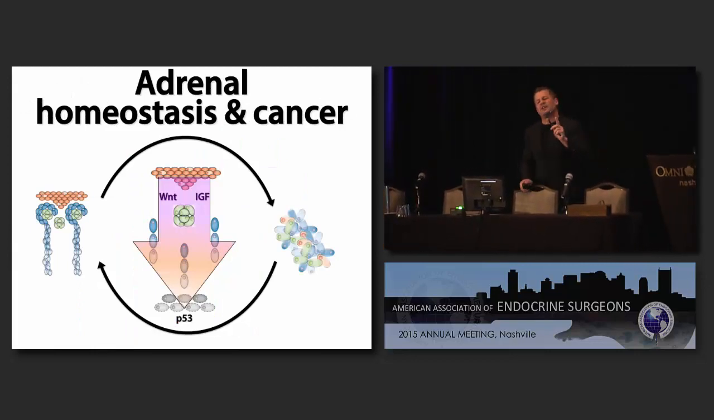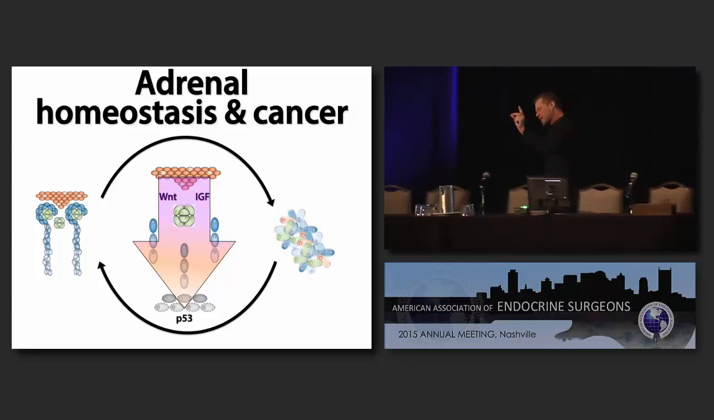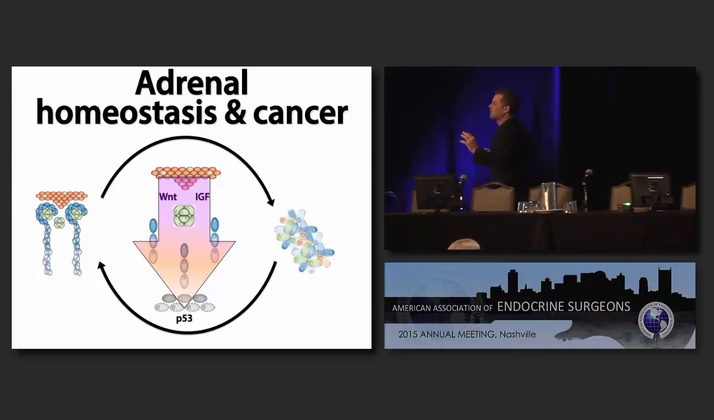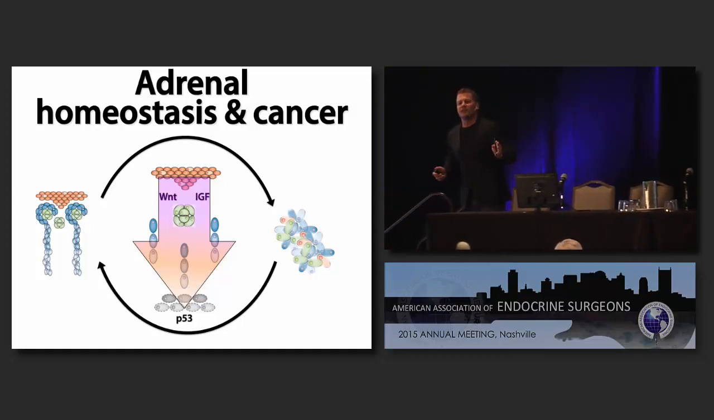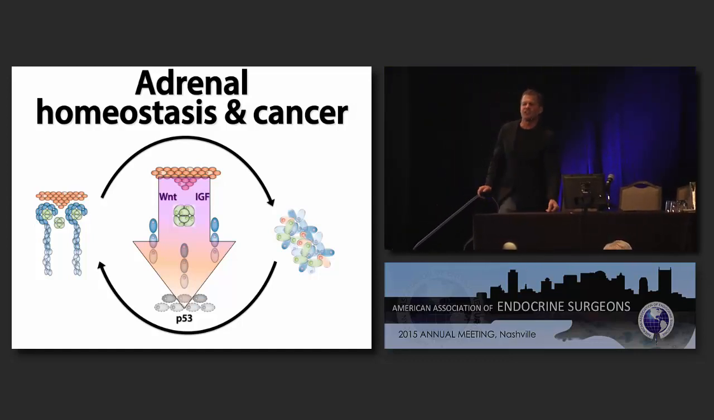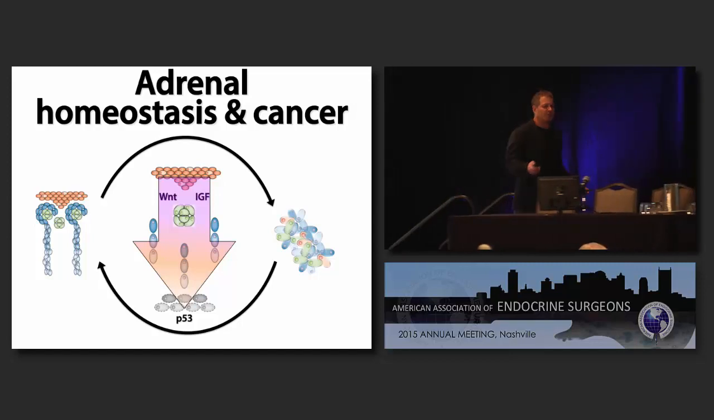So we got interested in these genes in terms of their role in homeostasis. And I told you about P53 and telomerase already. The Wnt and the IGF pathway, these are both morphogens. They are paracrine factors. And they're critical for stem cell stuff in almost every organ system, the Wnt and the IGF pathway. So the fact that they contribute to adrenal cancer got us excited because we wanted to then go back and say, what can we learn about their role in a progenitor cell that would be important?